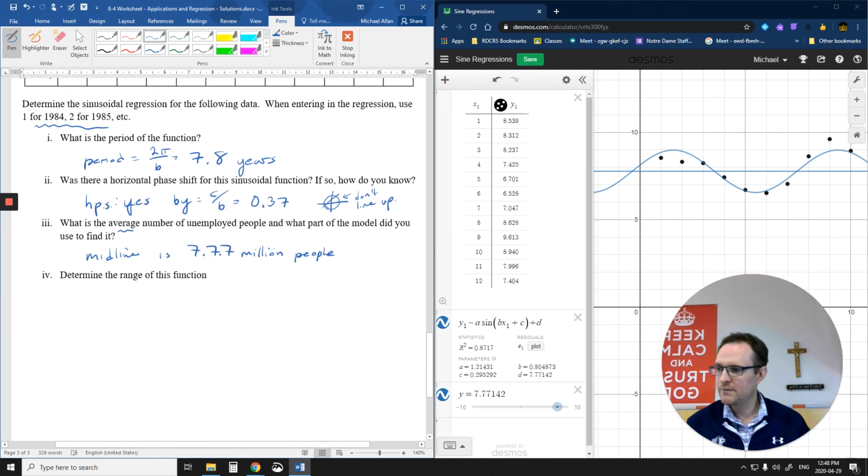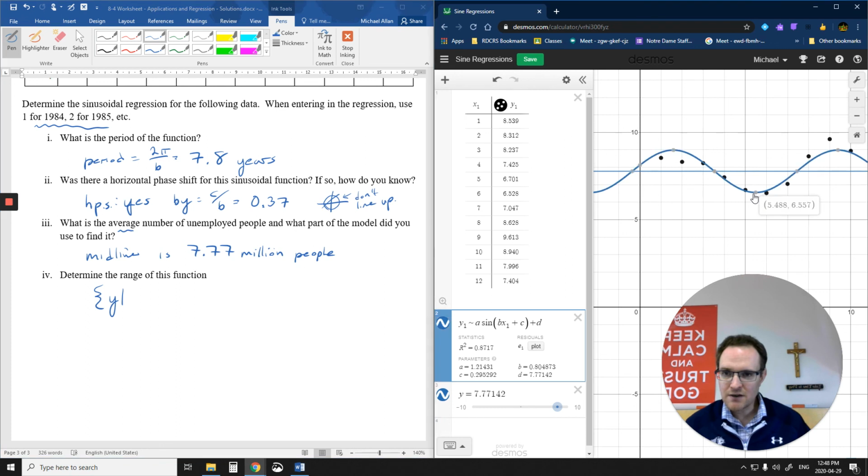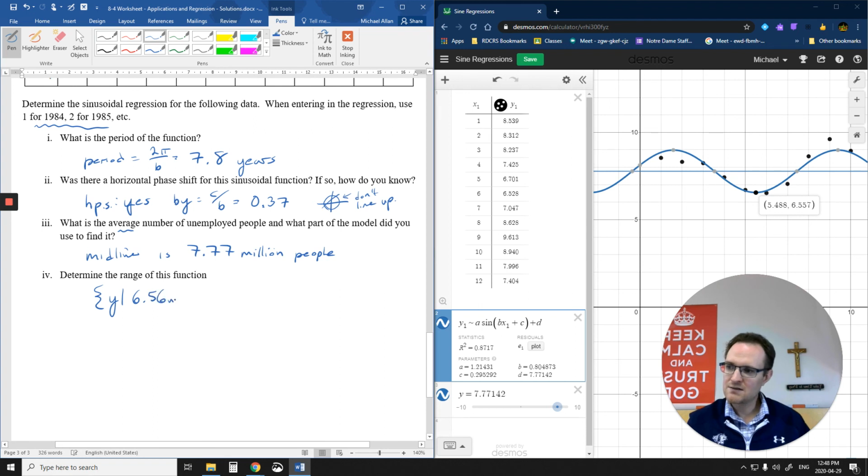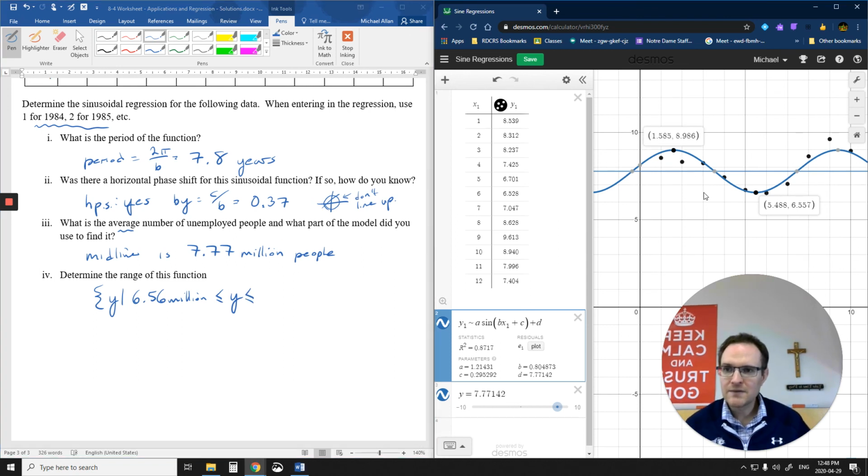Yeah, okay, cool. What's the range of this? So I'm going to go down to the lowest number. I'm going to do it for the function, not for the data. So the function, the lowest number is going to be 6.56 million. That's my lowest number. To my highest number. What's my highest number here? 8.99 million.